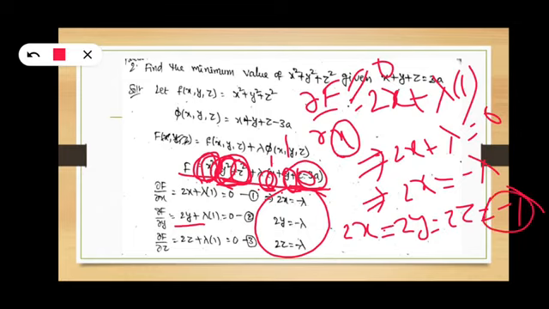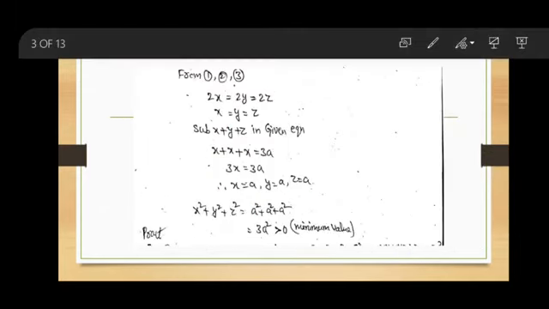We neglect this minus lambda, just let it be. Here all the terms have 2, so we cancel these 2's. Then we get x is equal to y is equal to z. Now we substitute this x equal to y equal to z in the given condition, that is x plus y plus z is equal to 3a.